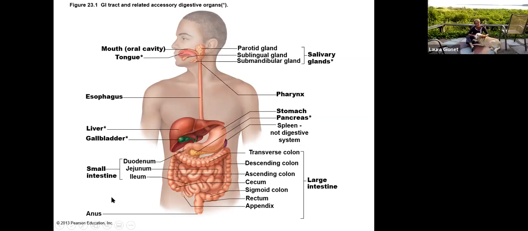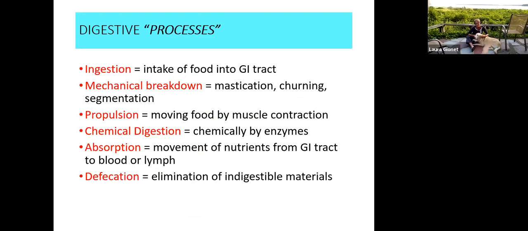So we're going to start at the beginning and work through structure, function, and we'll look at some hormones. And then the next chapter is the chemical digestion, the enzymes and processes associated with digestion. Okay, so we have these particular processes.